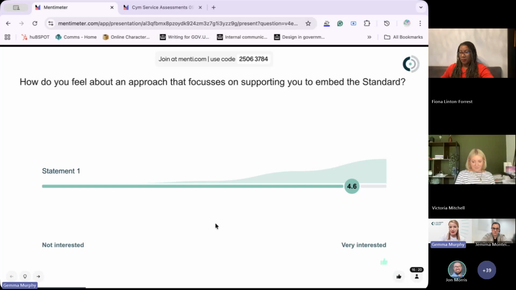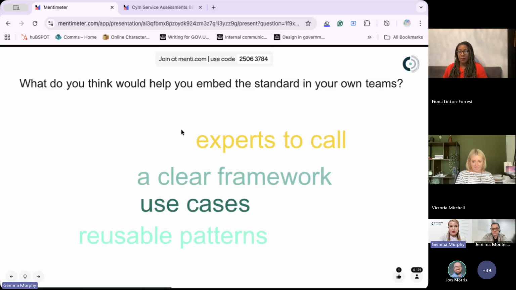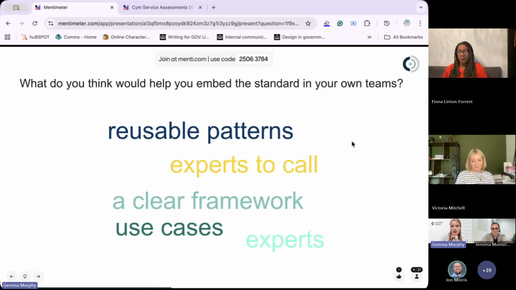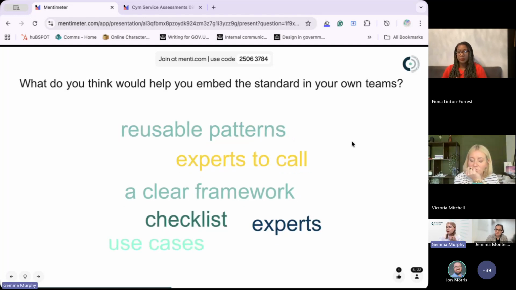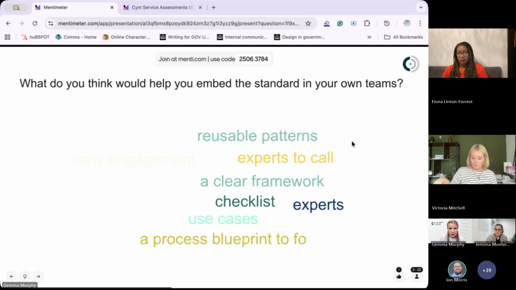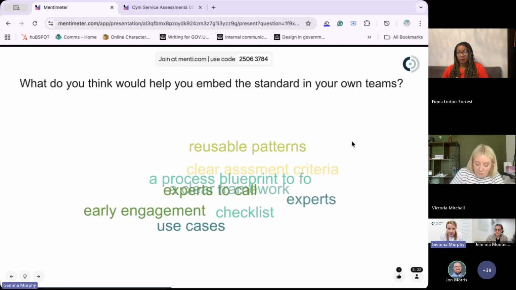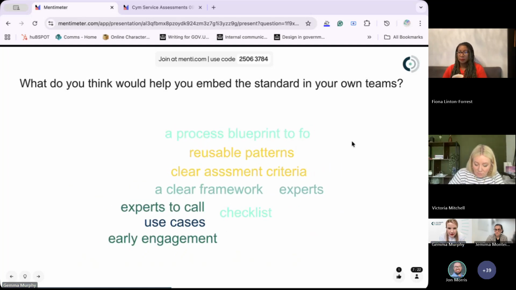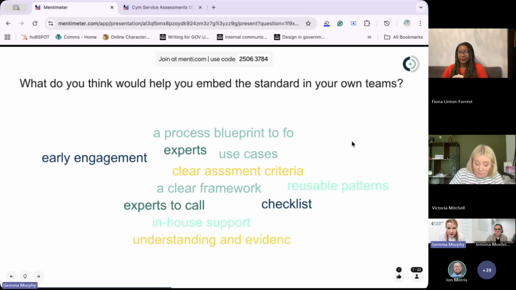Really, really interesting. And the next question is, what do you think would help you to embed the standard into your own teams? So, leadership, we've got leadership in Welsh. We've got early engagement, experts to call, clear framework, checklist. Really interesting.